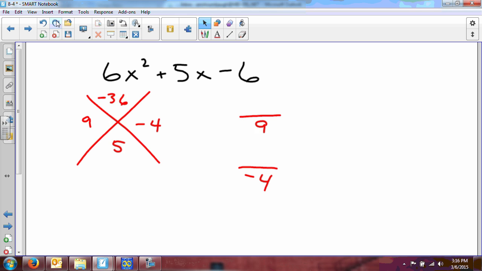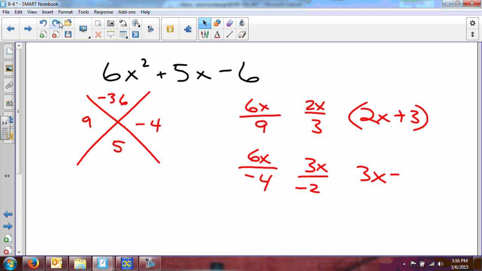Question is, what goes on top? Well, don't say 2x, because this time it's 6x. So the 6x goes on top, and now we're reducing. 6 over 9 becomes 2 over 3, so 2x over 3, as in 2x plus 3. 6 over negative 4 reduces to 3 over negative 2, so 3x minus 2.